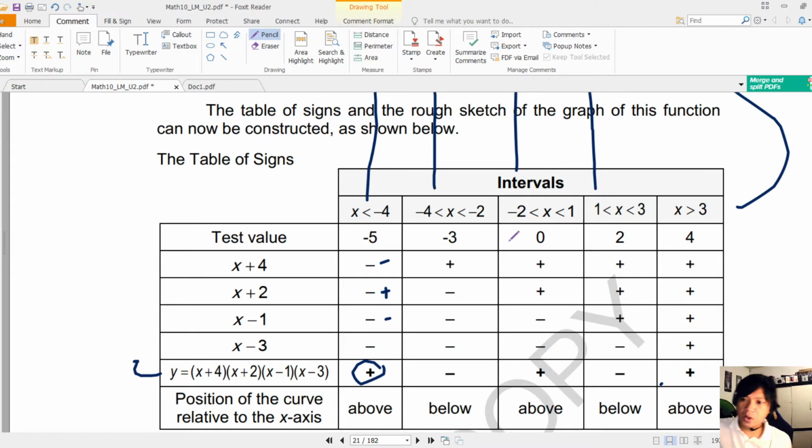And that goes with the other intervals. Dito, ganun din. So, i-substitute lang natin dito. I-test lang natin din yan siya. Same also with the fourth one and the fifth one.